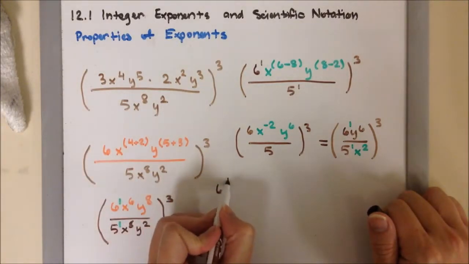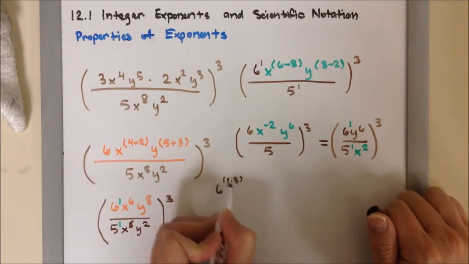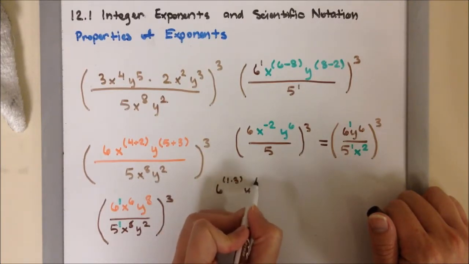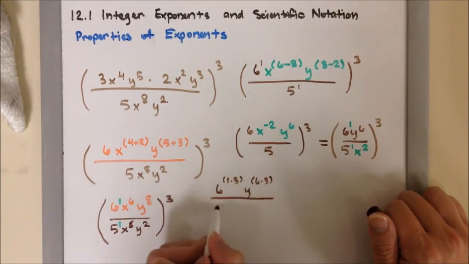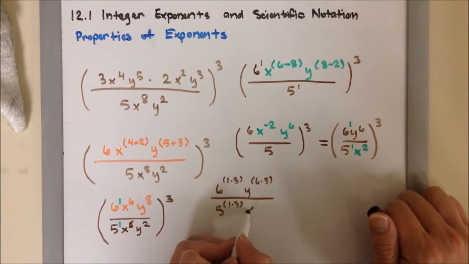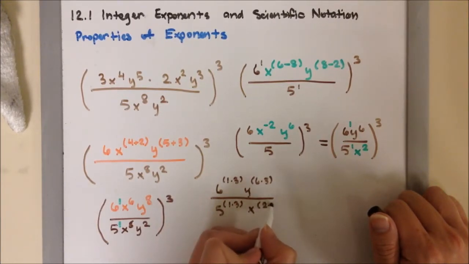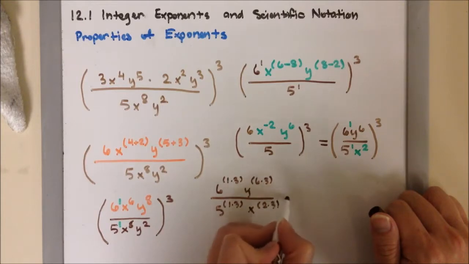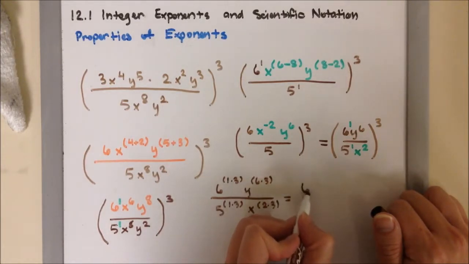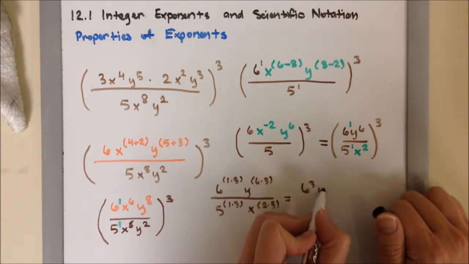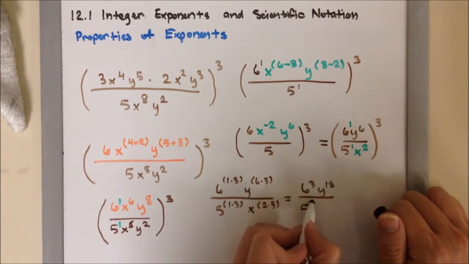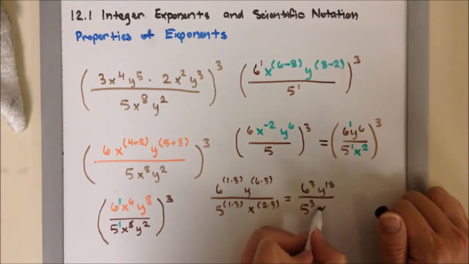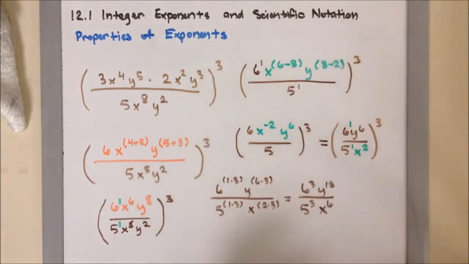6, 1 times 3. For the y, 6 times 3. For the 5, 1 times 3. And for the x, 2 times 3. So I'm going to have 6 to the 3rd power, y to the 18th power, over 5 to the 3rd power, and x to the 6th power.